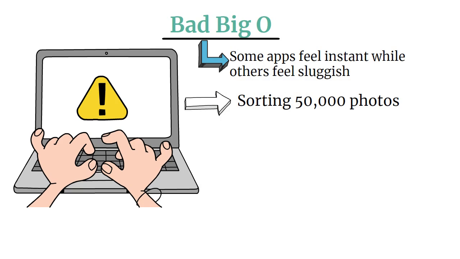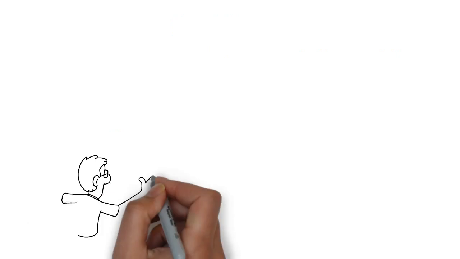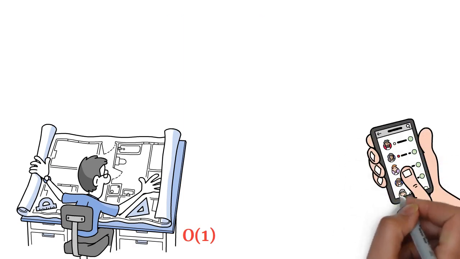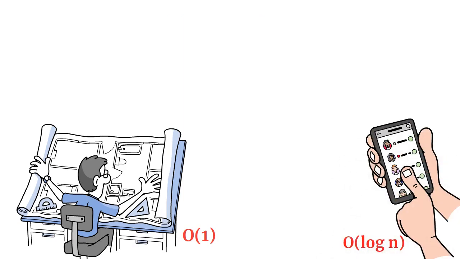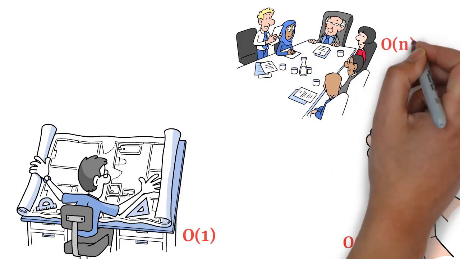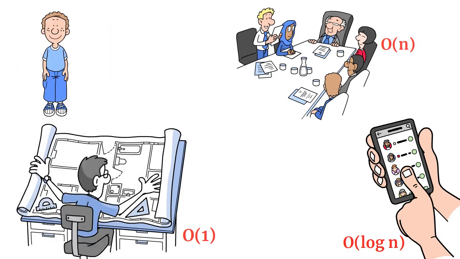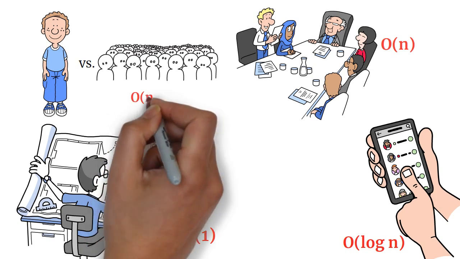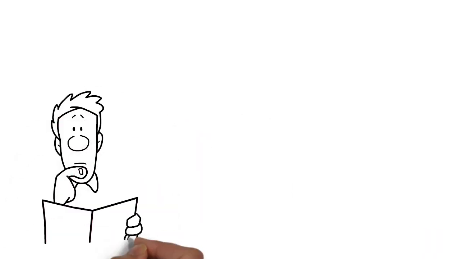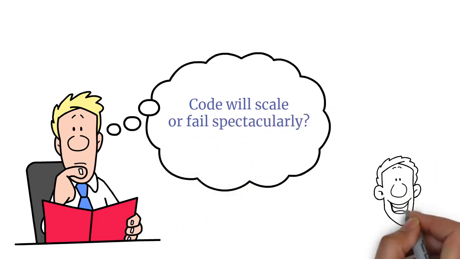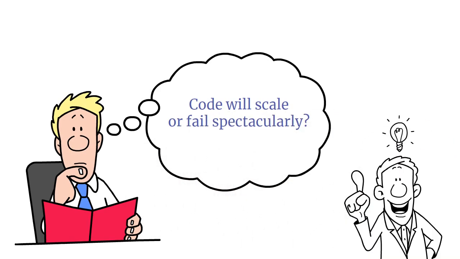Here's a quick recap. Match the scenario to Big O. Looking up a word's definition in a hash map? O(1). Finding a name in a sorted phone book? O(log n). Finding the oldest person in an unsorted room? O(n). Comparing every person's age with every other person? O(n squared). Now you can predict whether your code will scale or fail spectacularly. Remember, choose your algorithms wisely. Thanks for watching.